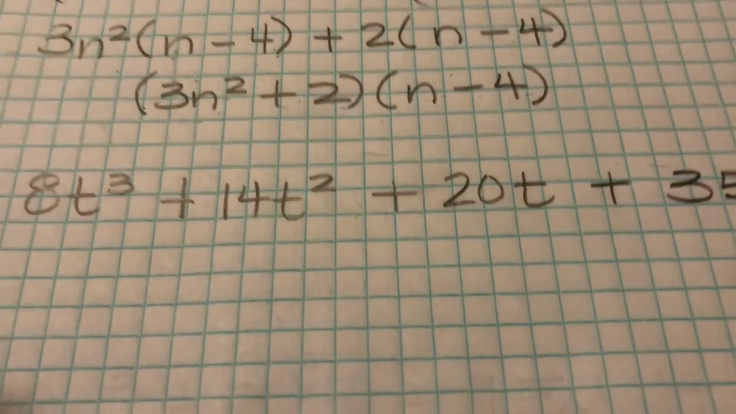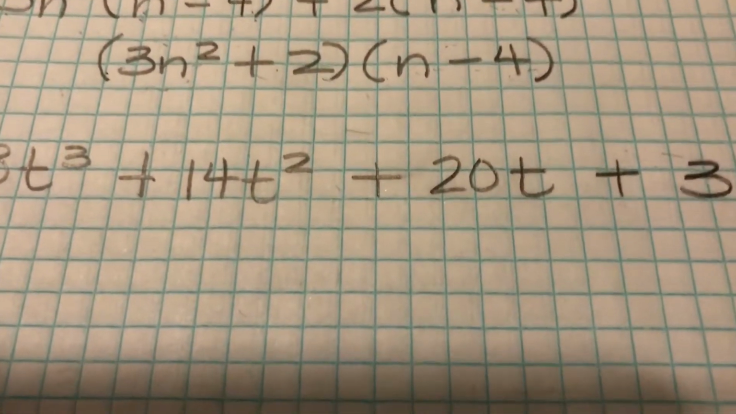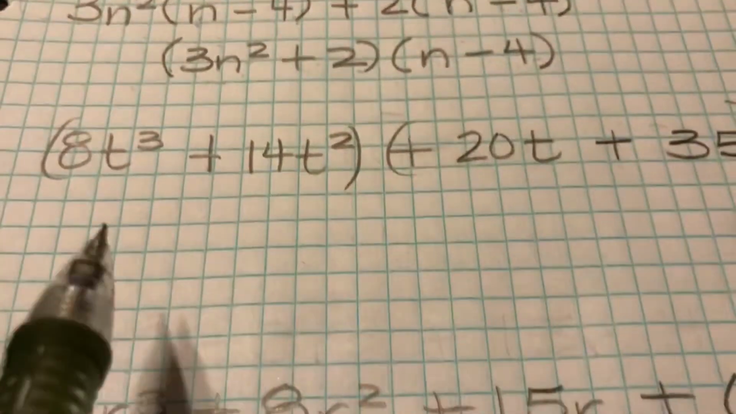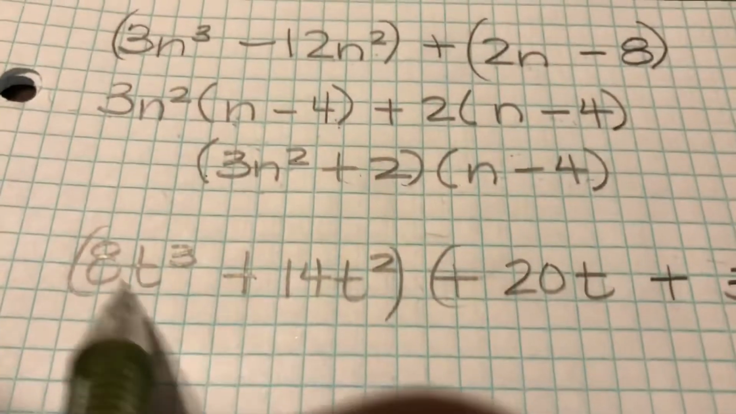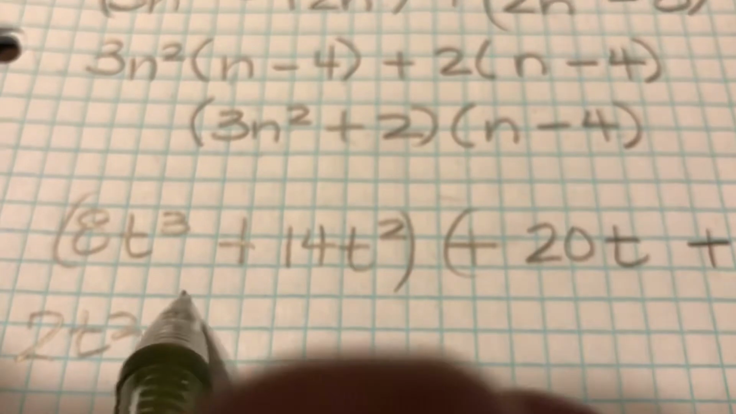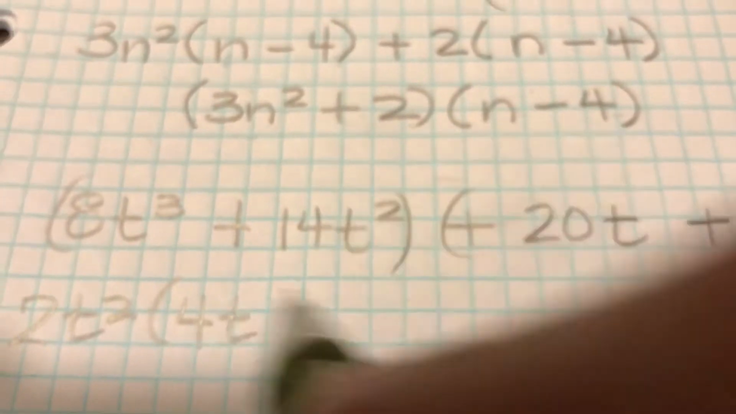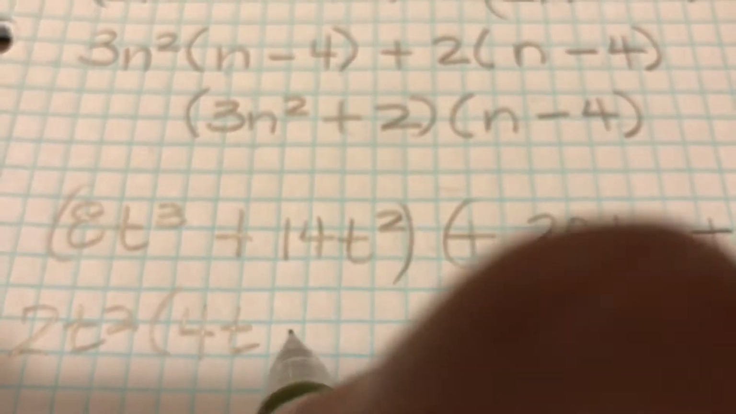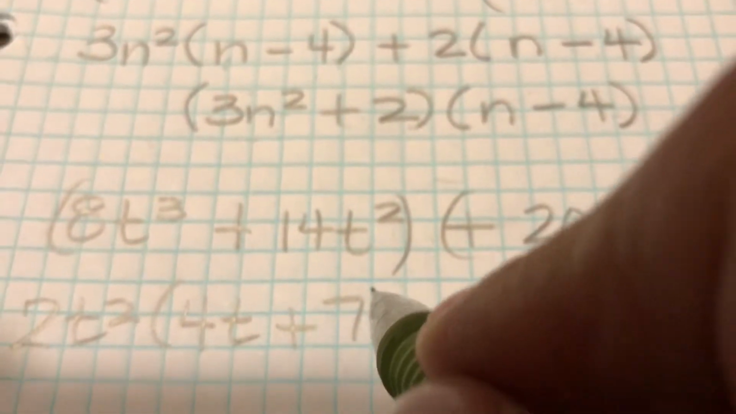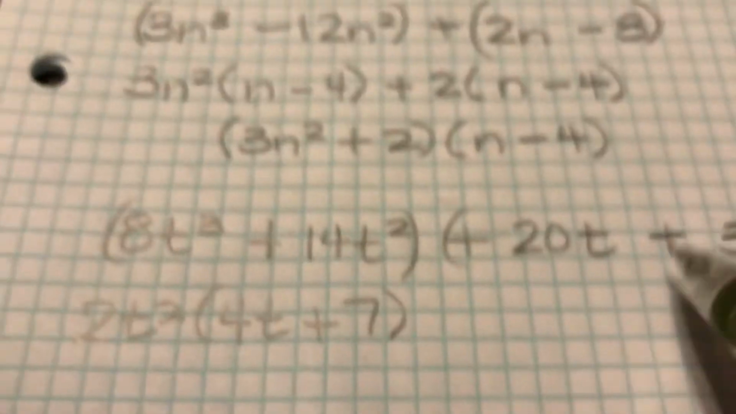8t cubed plus 14t squared plus 20t plus 35. I'm going to go ahead and group. And I have 8t cubed and 14t squared. That's going to have a 2 in common. And then that 2t squared. Well, 2 times 4 gives me 8. 2t squared times t gives me t to the third. 2 times 7 gives me 14. And I already have a t squared, so I don't need to multiply anything else there.